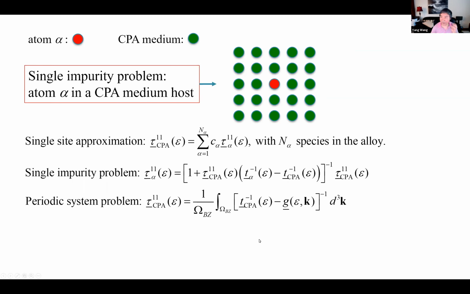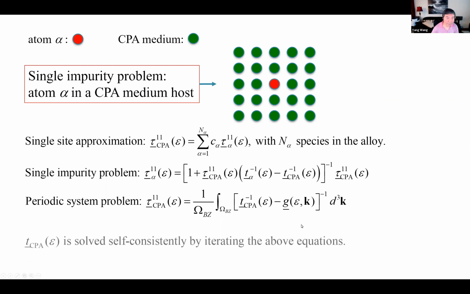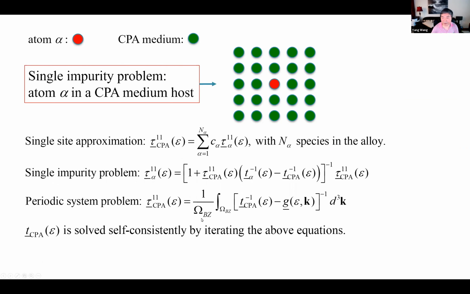And the critical part is this impurity problem is solved using this expression, and the tau host, this CPA tau, is calculated using this formula, because the whole system is periodic. And t CPA we don't know, that's the goal, to find the t CPA. So we just solve it iteratively.